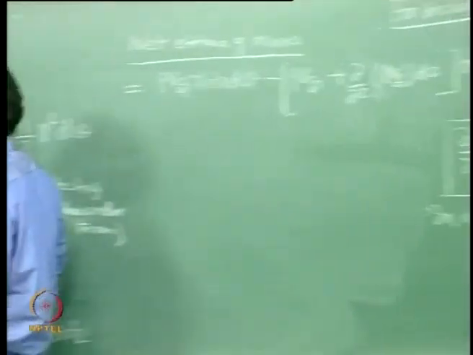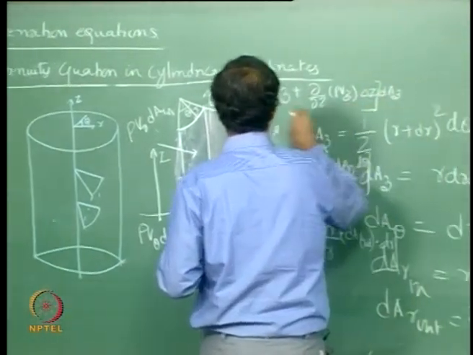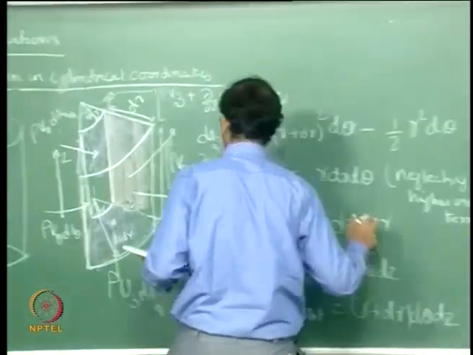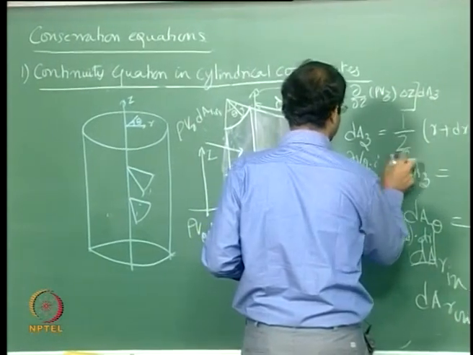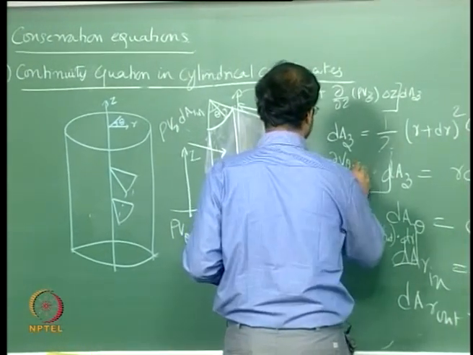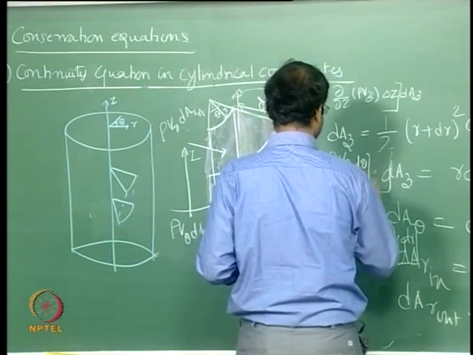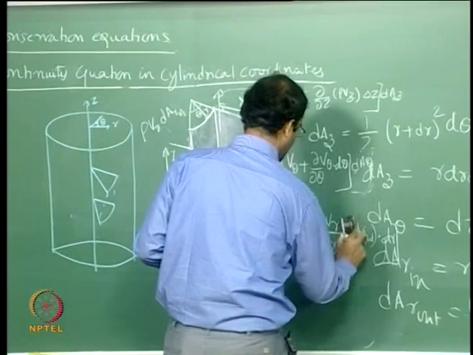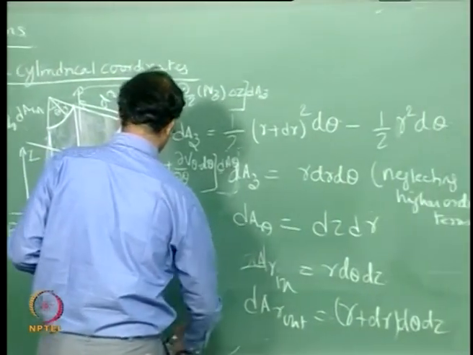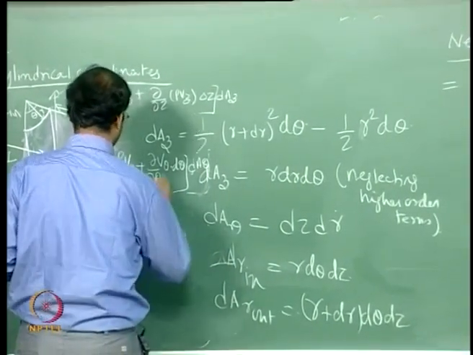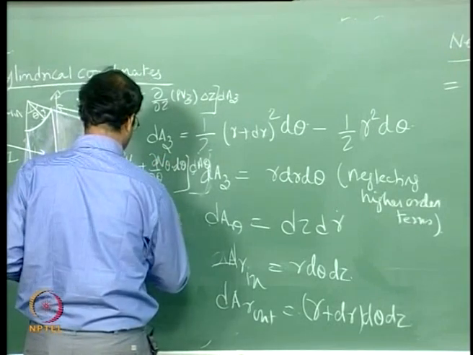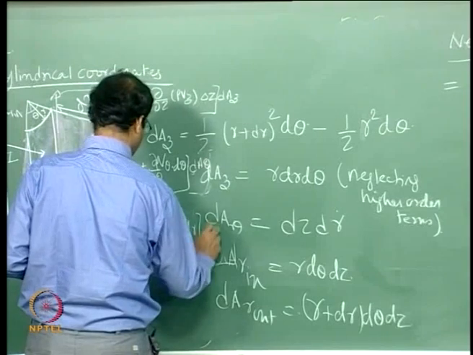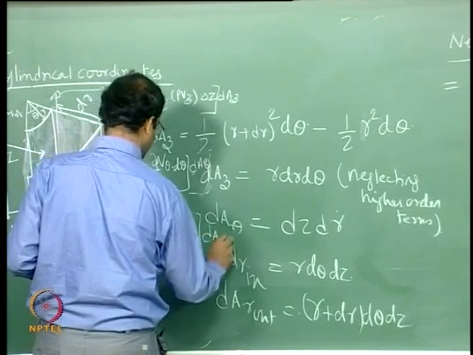So once again I should be multiplying this entire thing by dAz here, and similarly, just a small correction, I will be writing this as d theta and multiplying this entire thing as dA theta, and so this also rho Vr into dr into dAr out.